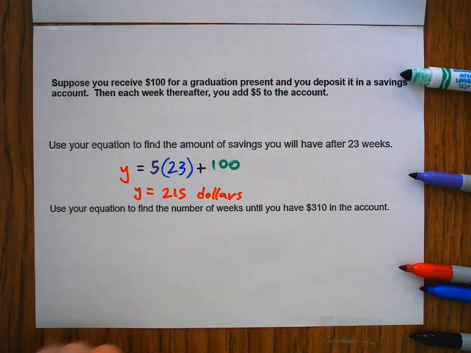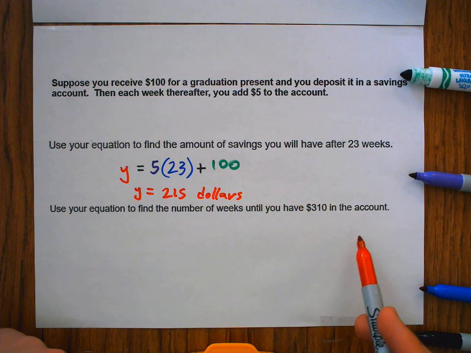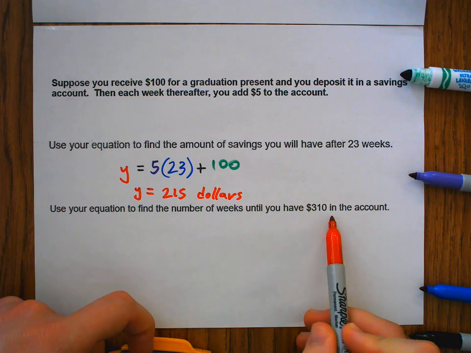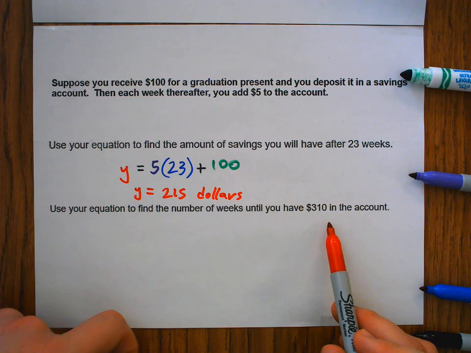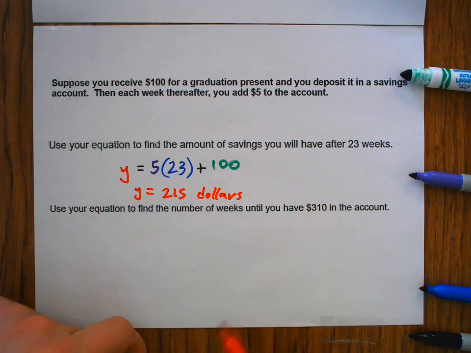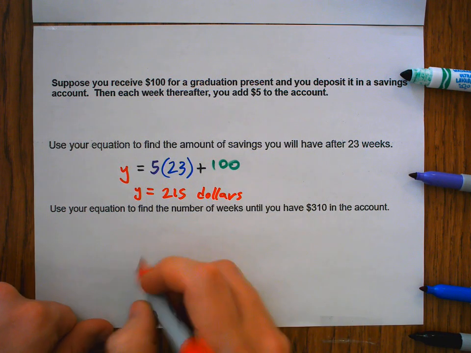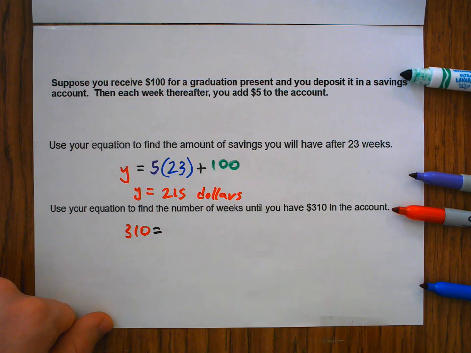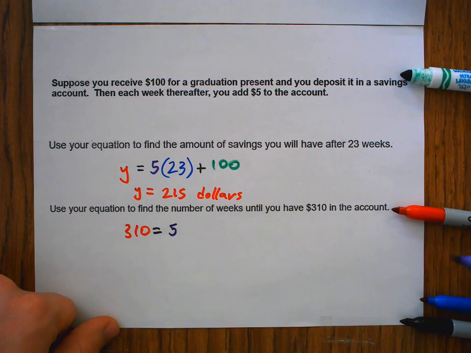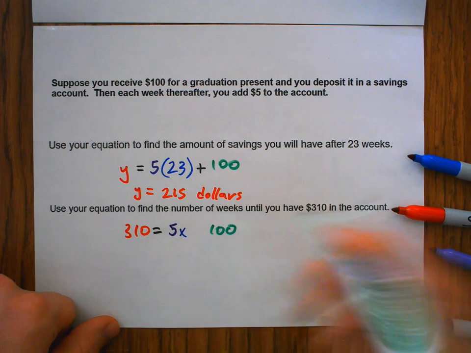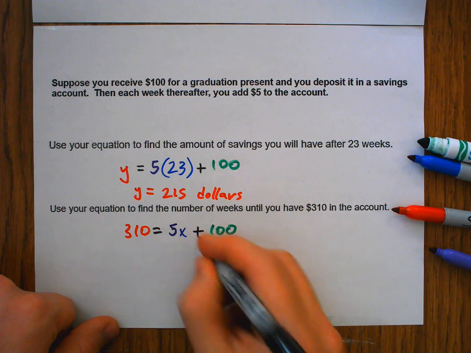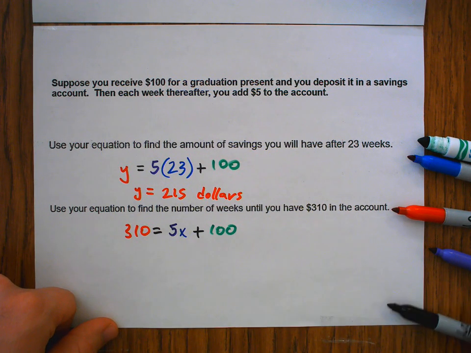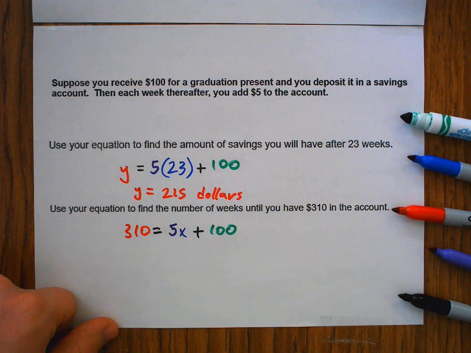Now, use your equation to find the number of weeks until you have $310 in your account. Now, instead of placing this number in place of X, we're going to place it in place of Y, because now we're talking about the amount of money you've accrued after a number of weeks. In this case, we need to solve for X. Just use your inverse operation skills to solve for it.